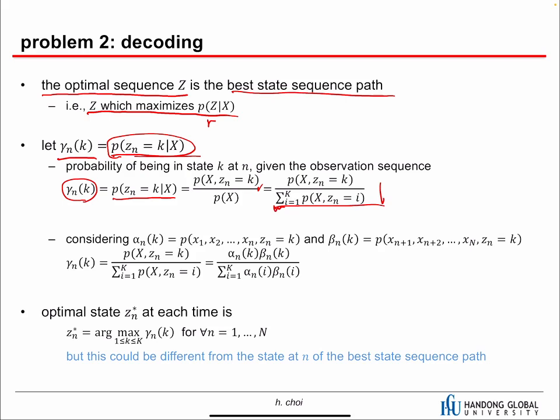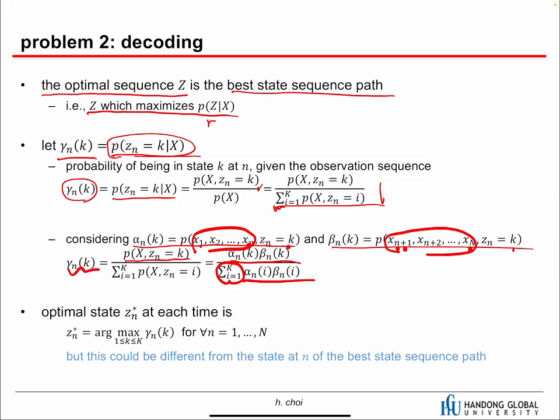Then consider that alpha is defined in this way and beta is defined in this way. Alpha goes from 1 to n, and beta goes from n plus 1 to capital N, and both have the same kind of state. Then P of x, z sub n can be rewritten in this way as alpha times beta. There is no overlap between them, so we can multiply alpha and beta, and we are at the same state. That's good. Then we sum to normalize.